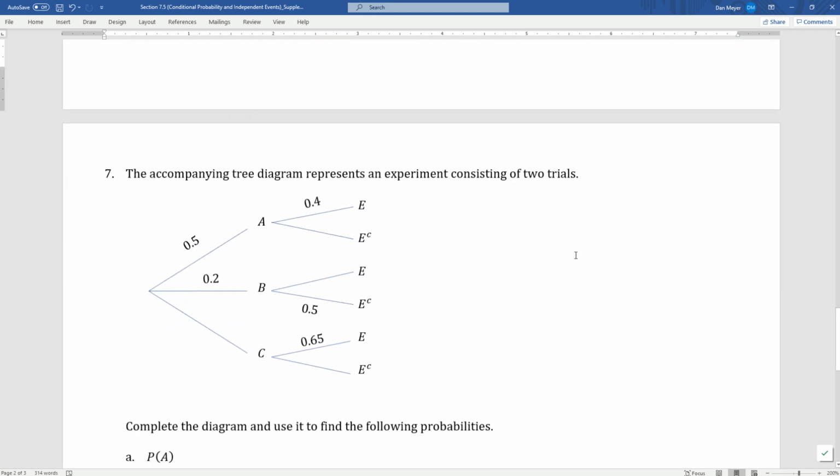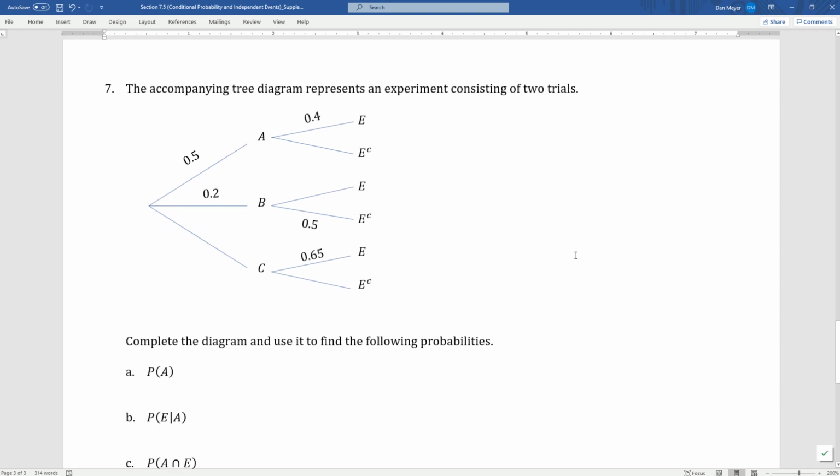Okay, number 7. The accompanying tree diagram represents an experiment consisting of 2 trials. We've got stage A or stage 1, where 3 things can happen, and stage 2, where only 2 things can happen. We want to complete the diagram and use it to find some probabilities. All right, so remember, in each stage, the probabilities have to add up to 1. So we've got 0.5 for the probability of A, 0.2 for the probability of B, and that adds up to 0.7, which leaves us 0.3 for the probability of C.